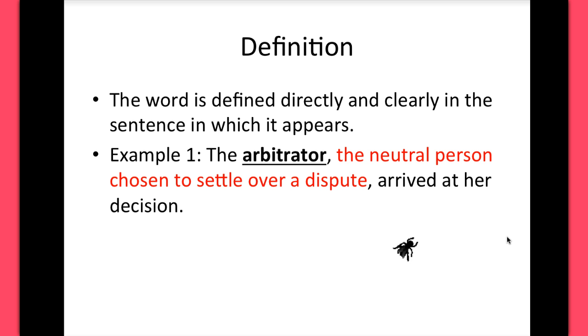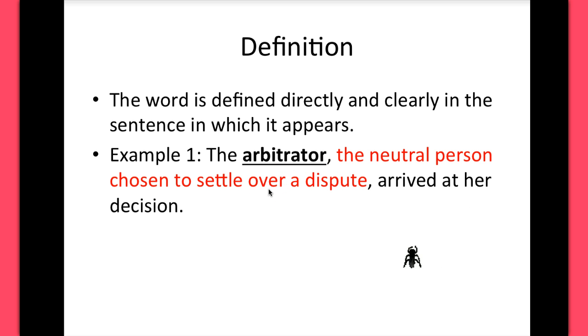So look at this example. The arbitrator, the neutral person chosen to settle over a dispute, arrived at her decision. So if you're reading and you come across the word arbitrator, what? Arbitrator, what's that? Well, look, here's the definition context clue. You have arbitrator, a comma, and it tells you right here, this red part is the definition. So an arbitrator is a neutral person chosen to settle over a dispute.